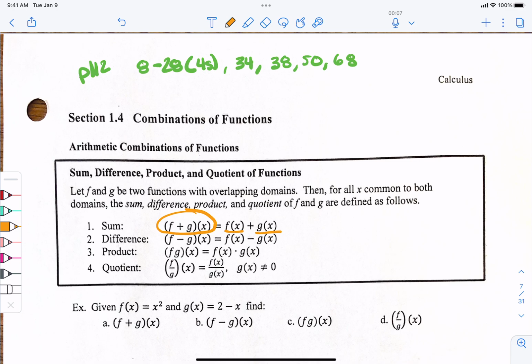Is this right? f of g and g of f? Yes, we're going to do f of g and g of f later. Okay? f minus g of x, you're subtracting. Okay, we'll get to it.